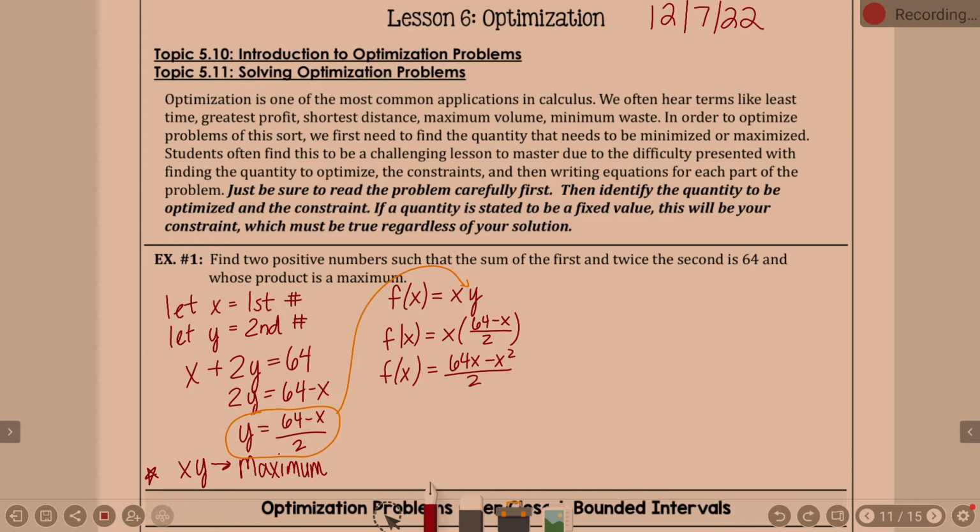If I clean this up and split it into 2 terms, again, I'm trying to think of what's going to be easiest to take the derivative of. 64x divided by 2 is 32x minus, I can say x squared over 2, or I can say 1/2 x squared. It doesn't matter what you write there. If you prefer x squared over 2, that's fine. That's going to be your easiest form to find the derivative of, isn't it?